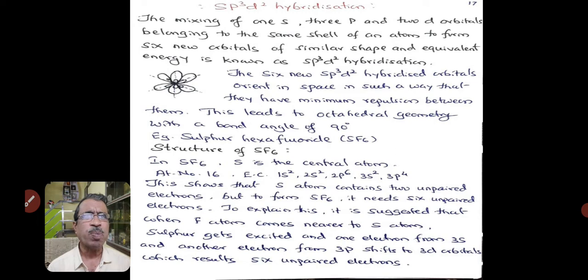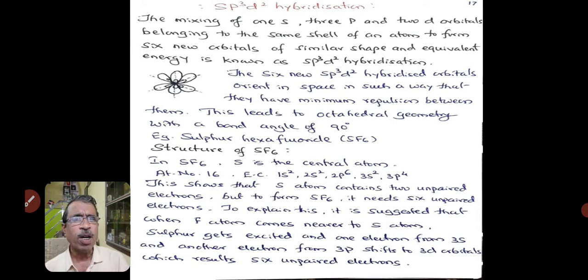Next we study sp3d2 hybridization. The mixing of 1s, 3p and 2d orbitals belonging to the same shell of an atom to form 6 new orbitals of similar shape and equivalent energy is known as sp3d2 hybridization. The 6 new sp3d2 hybridized orbitals orient in space in such a way that they have minimum repulsion between them. This leads to octahedral geometry with a bond angle of 90°.